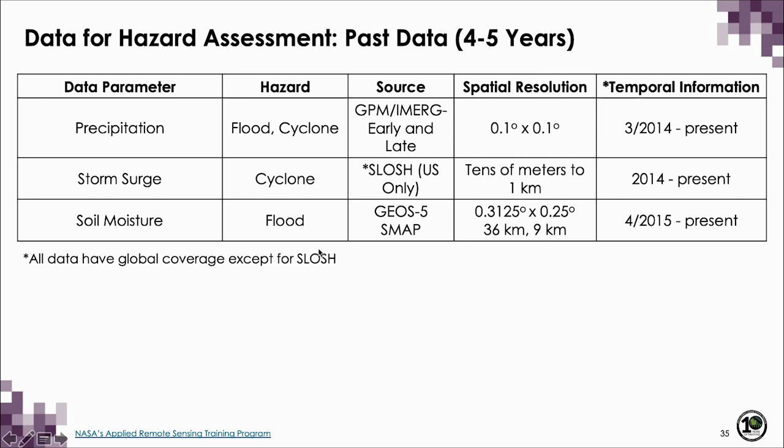That's available since 2014. Soil moisture is available for the past 4 to 5 years from these two sources. GEOS 5 is the Goddard Earth Observing System model version 5. And SMAP is a satellite, Soil Moisture Active Passive, that was launched in 2015, and the data are available from April of 2015. So here also you can see that resolution varies. From 9 kilometer, 36 kilometer, all the way to 1/10th of a degree, 0.3 by 0.25 degree. But they have good temporal coverage, and other than SLOSH, all these data are global in extent.